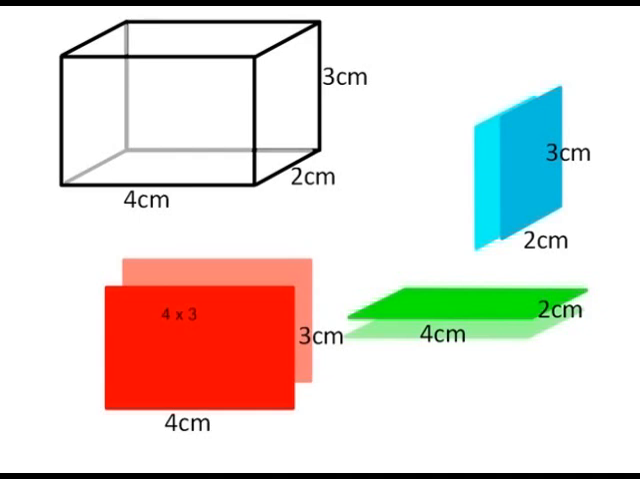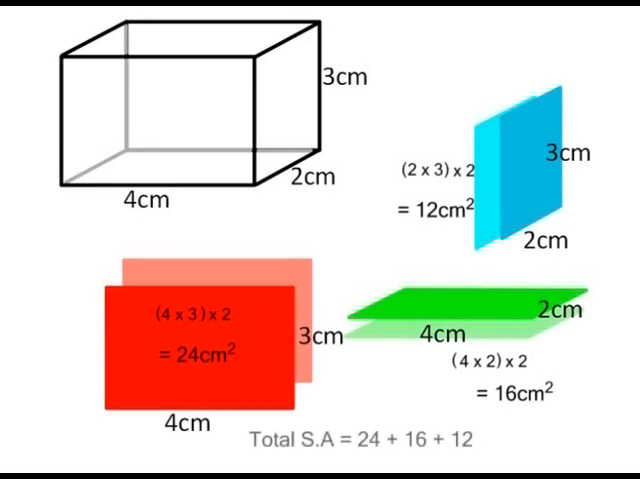So this is 3 times 4, that gives us 12, and there are 2 of them, that makes it 24 square centimeters. Then these blue ones, 2 times 3 is equal to 6, 2 of them makes it 12 square centimeters. This is 4 times 2, that is 8 square centimeters, but there are 2 of them, and that makes it 16 square centimeters. And so the total surface area is 24 plus 16 plus 12, and that gives us 52 square centimeters.